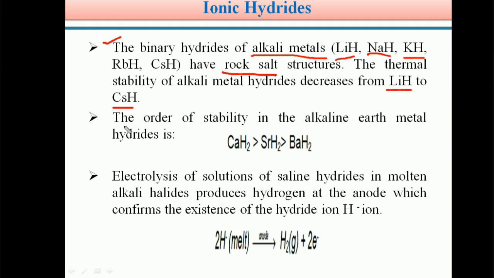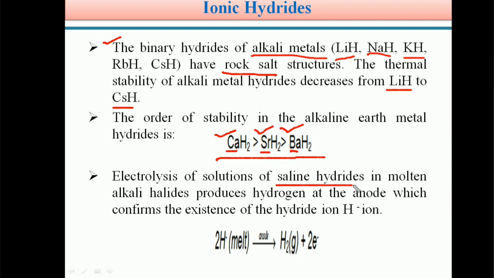In case of the heavier elements of second A group metals like calcium, strontium, barium, the hydride stability also decreases down the group. Therefore, calcium hydride is more stable than strontium hydride, and strontium hydride is more stable than barium hydride. So this is the stability order in case of the heavier elements of the second A group. Next, electrolysis of solutions of saline hydrides, that is our ionic hydrides.